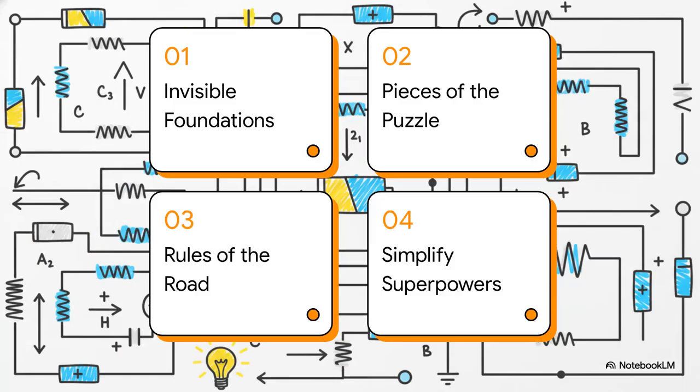So here's our low-pressure roadmap for today. First, we'll uncover the invisible foundations. Second, the pieces of the puzzle. Third, the rules of the road. And finally, simplification superpowers. All right, let's get right into it.